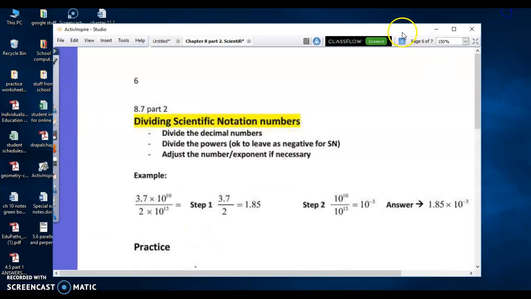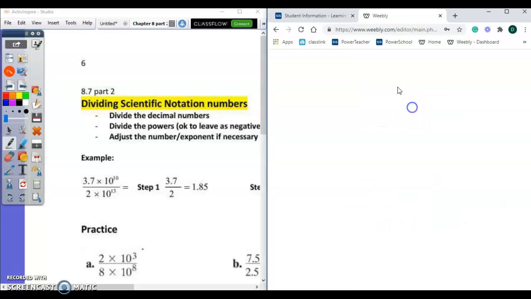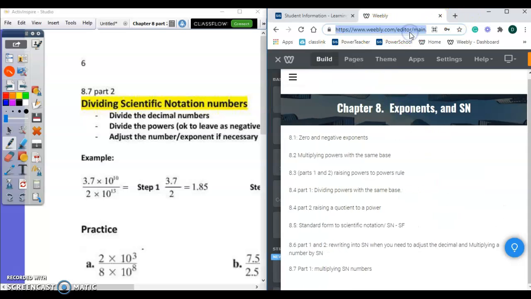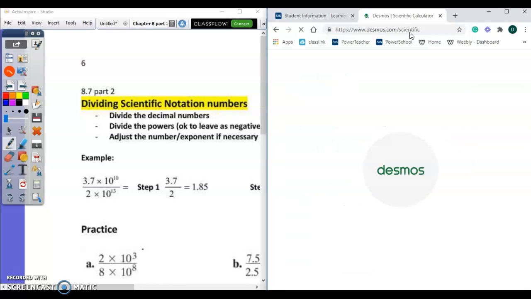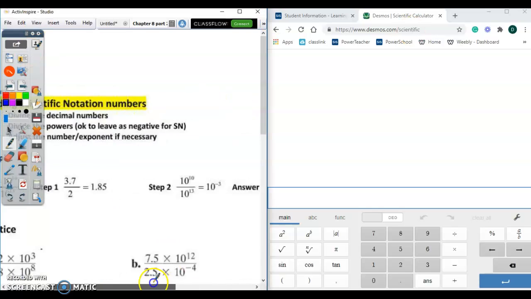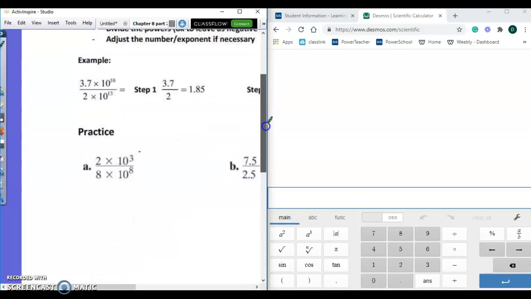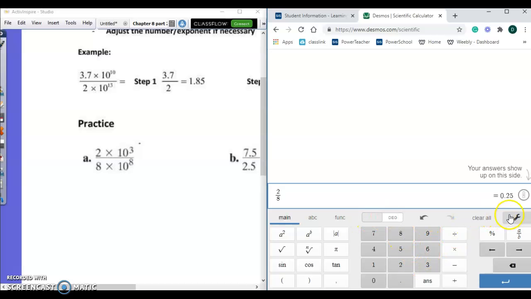So you are going to want to have your calculator ready for this one, so we can type those in. So let's go to our Desmos calculator, or any calculator that you have so you can do these problems. So let's take a look. See, we have part A. We can do 2 divided by 8. 2 divided by 8. And you want to keep these as a decimal.